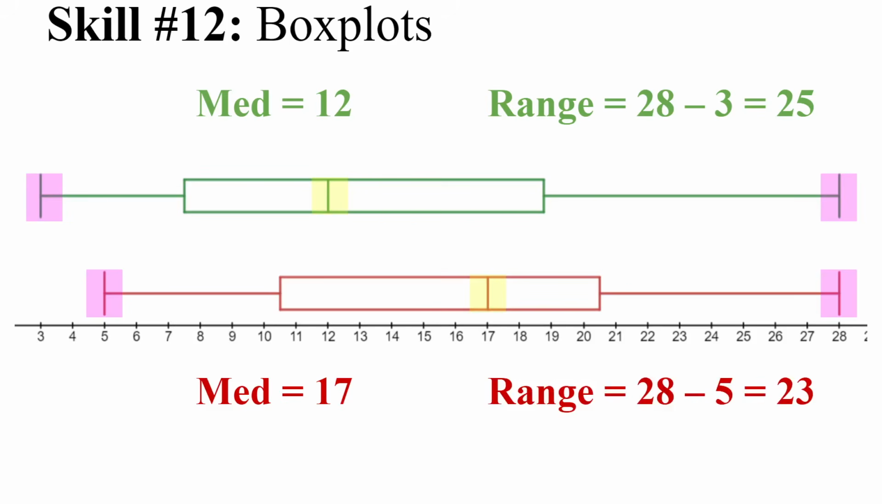So maybe you'll get a question like, which one has the bigger median? Which one has the bigger range? Or maybe you'll have to find the 2 medians, and they'll ask, what's the difference between the 2 medians? And you would do 17 minus 12 equals 5. Again, don't let that confuse you. Just tackle each box plot individually and then answer the question. That's what I would do.